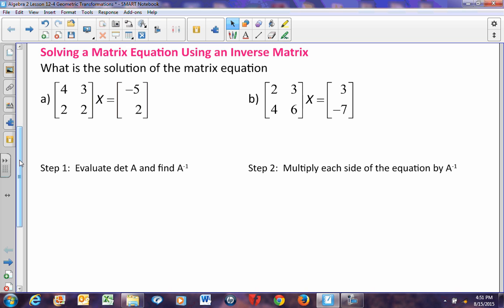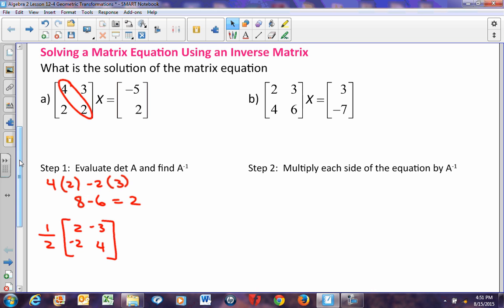First thing we need to do is evaluate the determinant of A and find the inverse. So we're going to do 4 times 2 minus 2 times 3. That's 8 minus 6, which is 2. So now to find my inverse, I'm going to have 1 over the determinant times the matrix, in this case 2, negative 2, negative 3, 4. Remember, you interchange these two numbers, make the other two numbers negative.